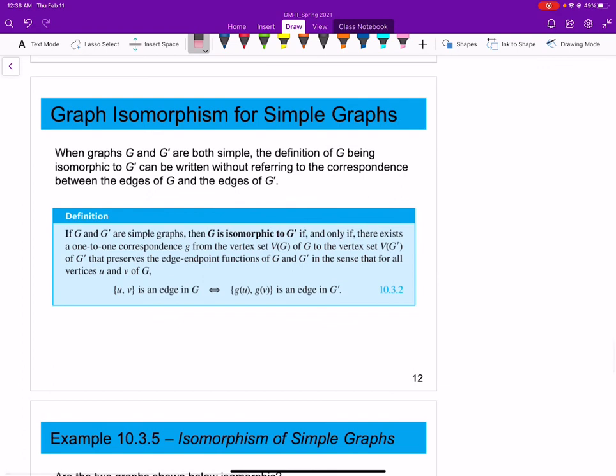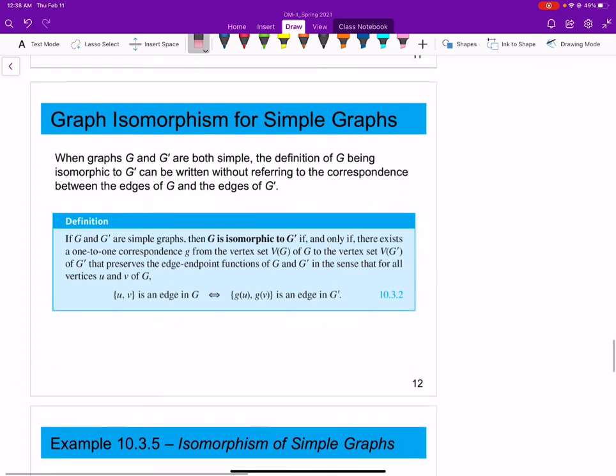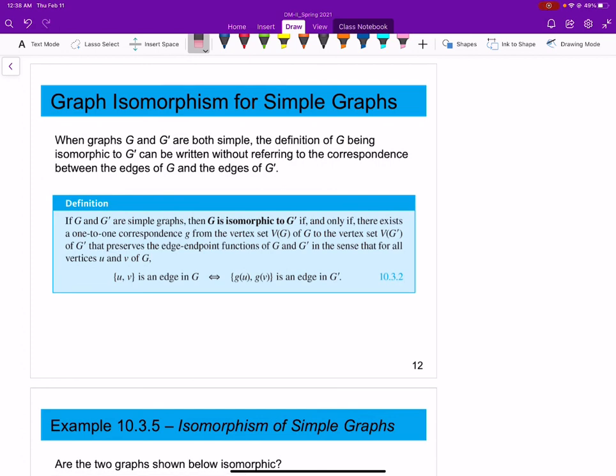Alright, now we're going to discuss graph isomorphism of simple graphs. When graphs G and G prime are both simple, the definition of G being isomorphic to G prime can be written without referring to the correspondence between edges of G. Okay, so you can ignore the correspondence of edges. The reason for that is this doesn't have parallel edges or loops.